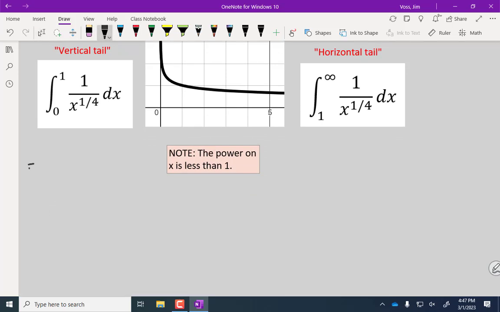So here we recognize that we have an improper integral because we have division by 0. That tells us there's a vertical asymptote. So this is going to be the limit as c approaches 0 from the right. Because our interval is 0 to 1, we're coming in from the right to 0.